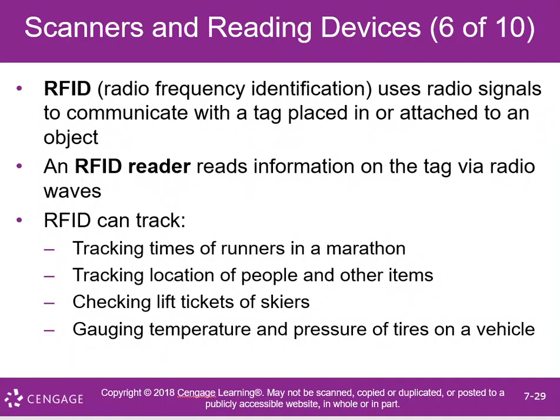Okay, next is RFID. What is RFID? It is radio frequency identification. Uses radio signals to communicate with a tag placed in or attached to an object. So an RFID reader reads information on the tag via radio waves, can track times of runners in a marathon, track locations of people and other items, check lift tickets on skiers, gauge temperature and pressure of tires on vehicles.